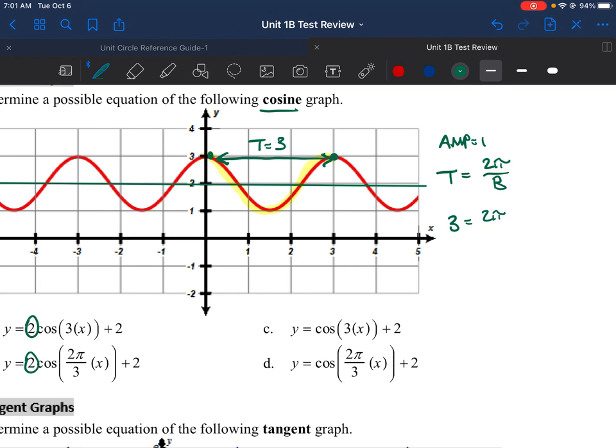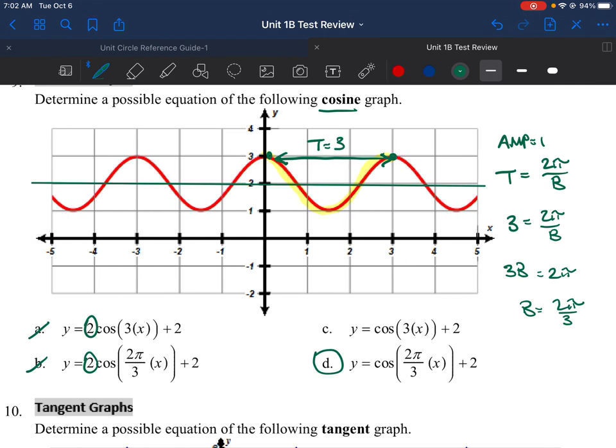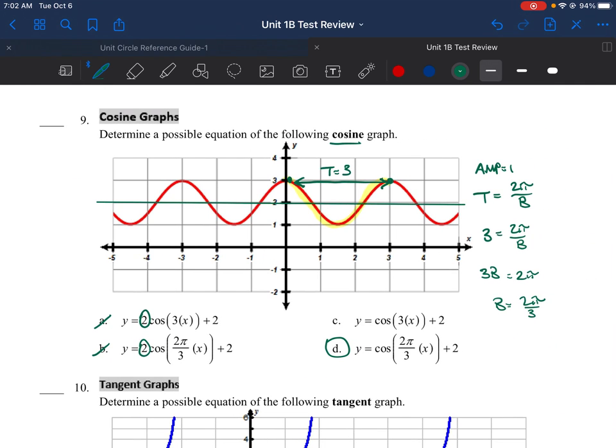3 equals 2 pi divided by B. We're trying to figure out what B is, so let's multiply B on both sides. That's going to give us 3B equals 2 pi. Divide 3 on both sides, so we get B equals 2 pi over 3, which means that the answer choice has to be D. Okay, so the answer to number 9 is D once again.